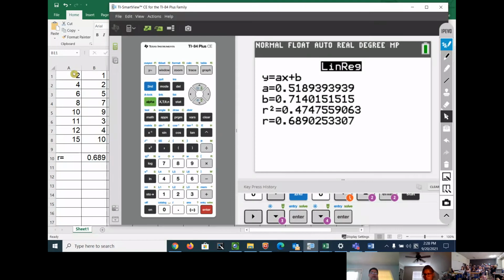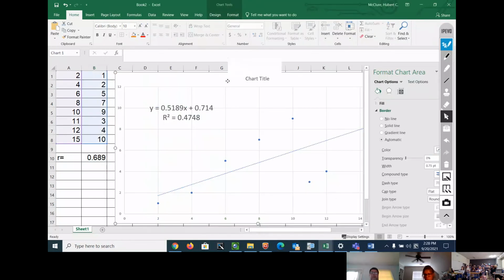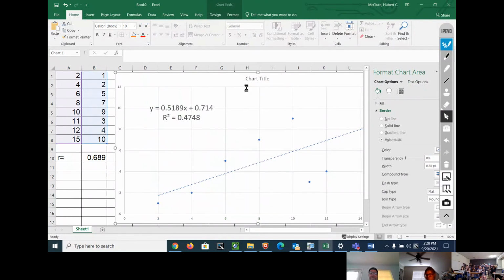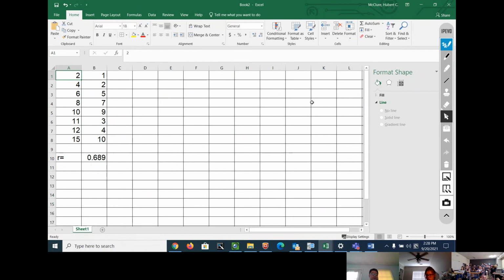Let's go over here. Let me delete this. And let's change these numbers. Let's go with 0, 1, 2, 5, 7, 11, 12, and 15. Then 2, 4, 5, 7, 8, 9, 3, 2.